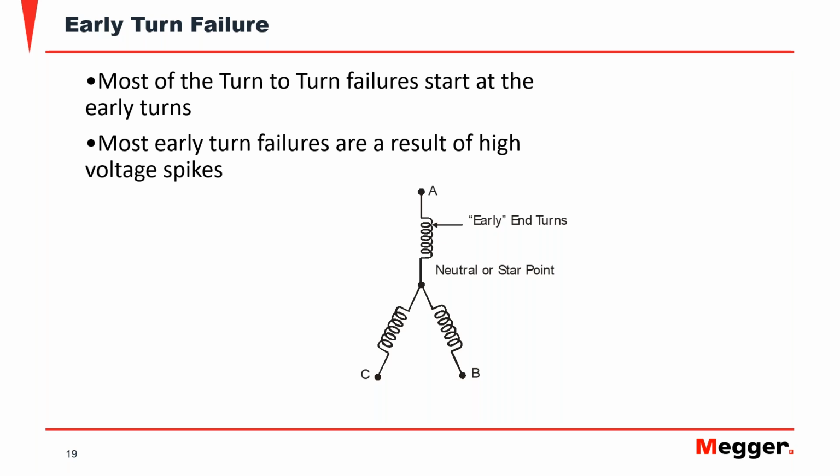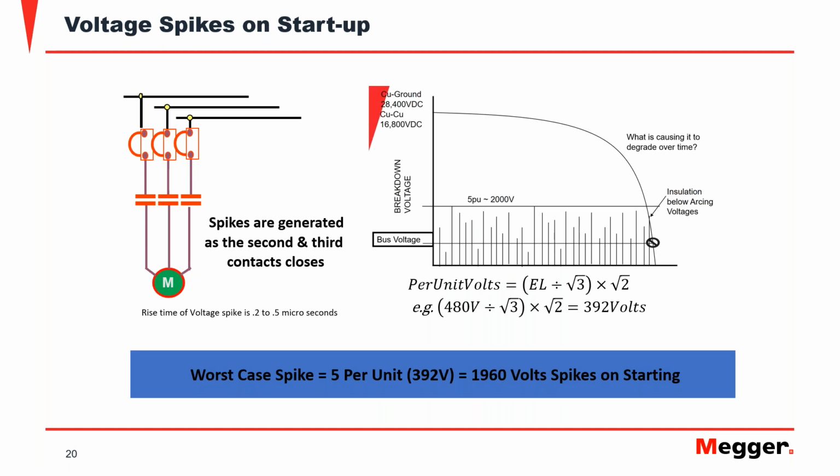Now, on startup, we have voltage spikes. We can see them here on this figure, or this graph that I have, where you can see the bus voltage, and you can see that it goes up to 5 times the per unit. And the per unit, this is a number that you will find a lot in the literature about motor testing. The per unit volts are simply the peak of the line to ground voltage of the machine.